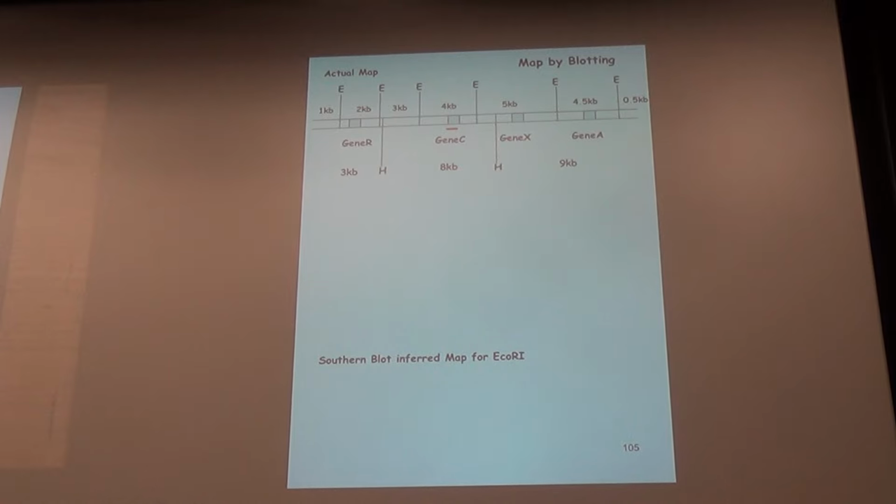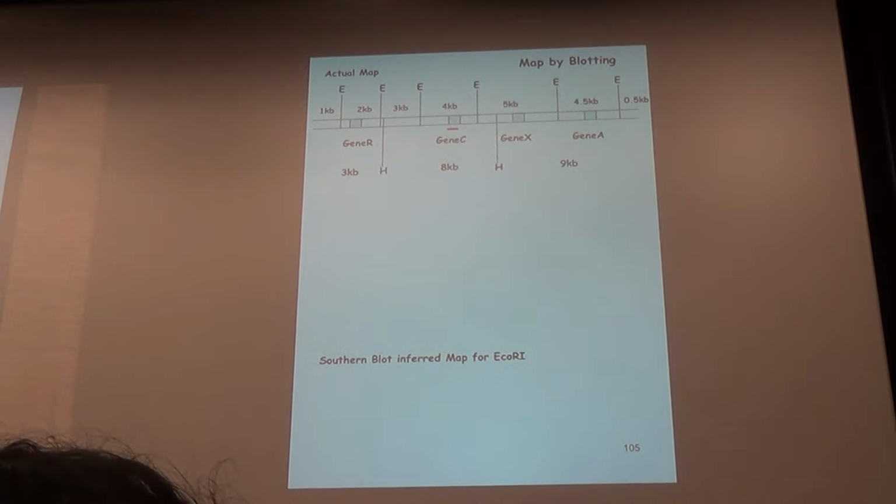So here is the map. Let's play a little with these maps. Okay? Now here is the map of this region. If I digest with EcoR1, we saw that there was a 4 kb fragment. If I digest with HinD3, which is a different restriction enzyme, I'll get different size fragments.